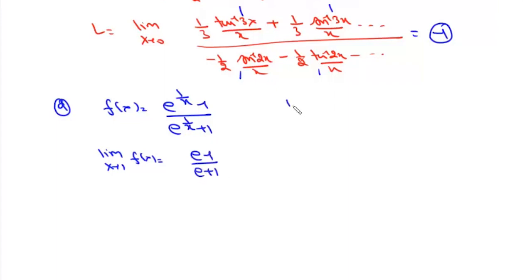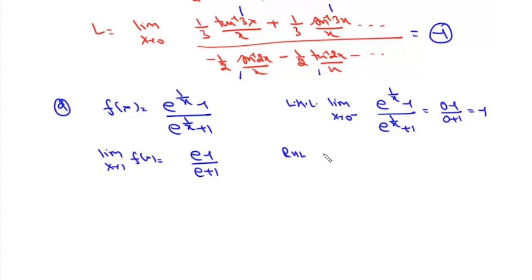But if we look at the left hand limit at x equals 0, it will be limit x tends to 0 negative e to the power 1 by x minus 1 upon e to the power 1 by x plus 1. Now this is e to the power minus infinity, and e to the power minus infinity is 0. Then in that case, it will be 0 minus 1 and 0 plus 1, which is minus 1.